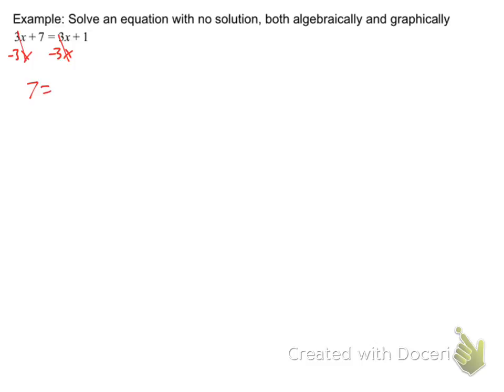And you get 7 equals 1. Is that ever true? Didn't we talk about that once before? Or, wait a minute. If I subtract 1, isn't that 6 equals 0? Is that ever true? No. So there's no solution. Algebraically, they don't jive. No solution.